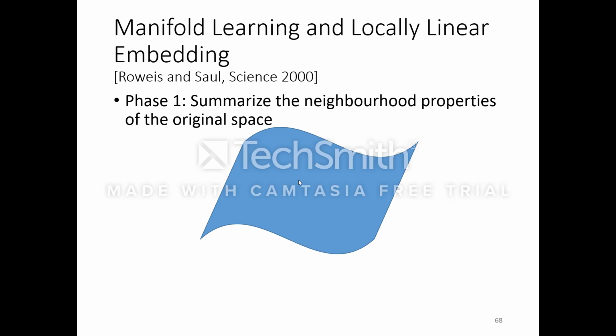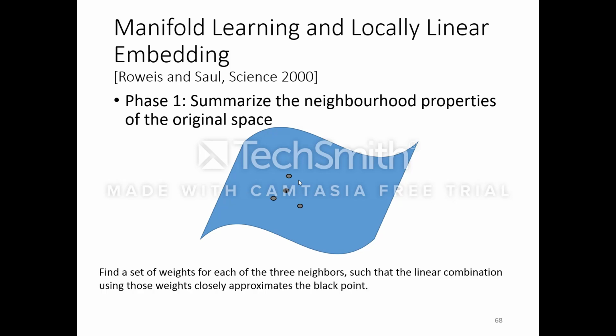So you have this data space, higher dimensional space, and you take this data point, you look at the 3 nearest neighbors, and this 3 is a parameter. You can change it to anything that you like. There's 3, you look at the 3 nearest data points, and you find a set of weights for each of these 3 neighbors, such that the linear combination using those weights closely approximates the black point.